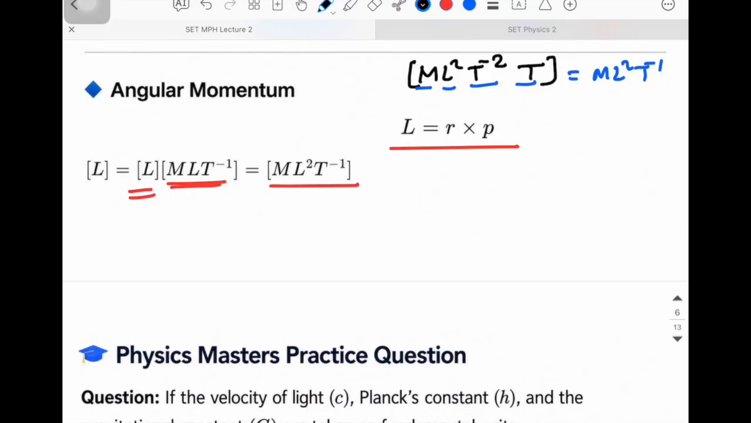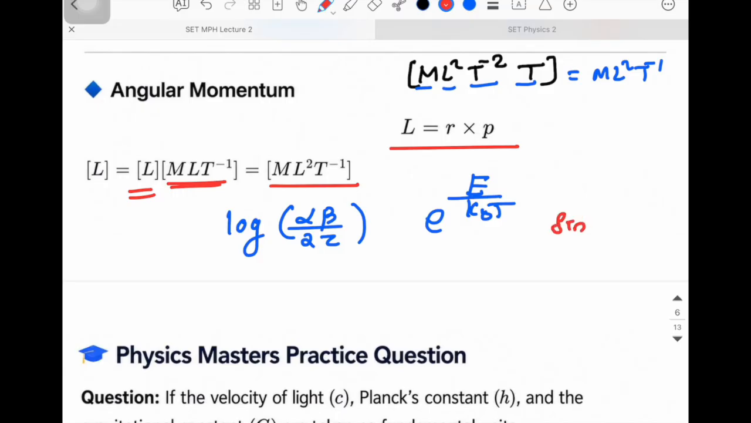Another point you have to note is that in some questions we have expressions like log of alpha beta by 2z, or e raised to e by kBT, or sin of kx by gamma, something like that, or log of a plus b, log of a by b.